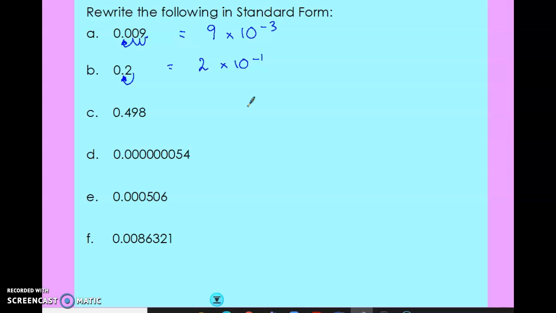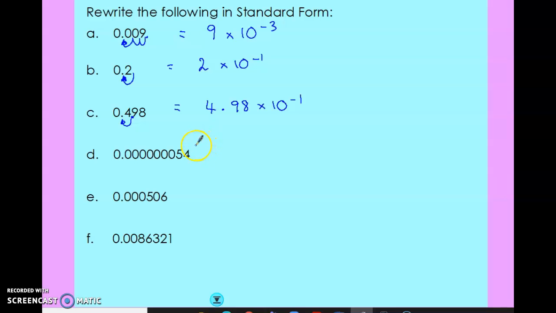Okay, next one, we've got 0.498. Your number between 1 and 10 here is going to put your decimal point in here. So we get 4.98. I've moved my decimal point one space, so it's times 10 to the power of minus 1. What you might start to notice, and it only works with the small numbers, see however many zeros you've got, that's going to be your power. We had 3 zeros, minus 3, 1 zero, minus 1, and it works every single time.